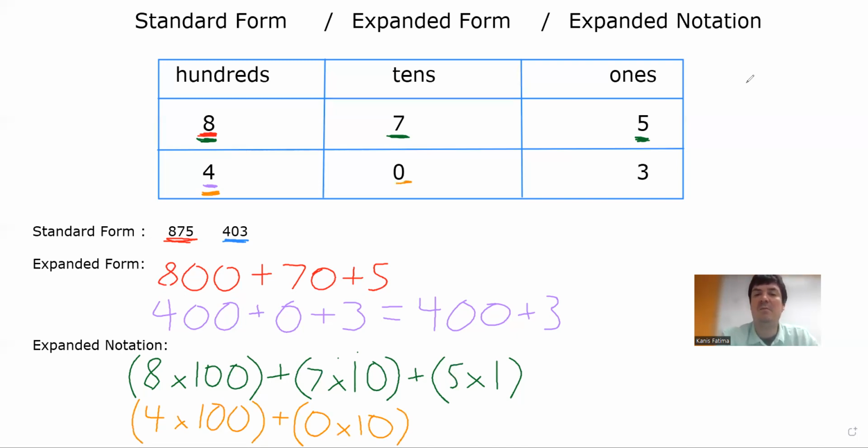My last digit is 3. Again, I'm going to add parentheses. Now again, 3 is in the ones column. So I'm going to take my digit 3 right here, just 3. I'm going to multiply it by 1 because again, 3 is in the ones column. So I have 3 ones, which is the same as 3 times 1. So the expanded notation for 403 is parentheses 4 times 100 plus parentheses 0 times 10 plus parentheses 3 times 1.